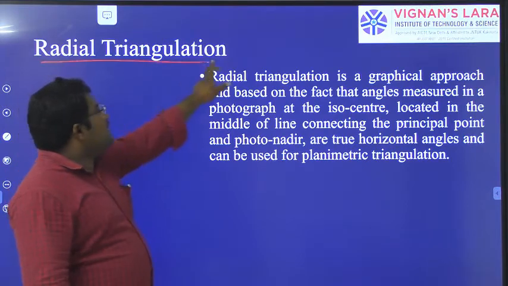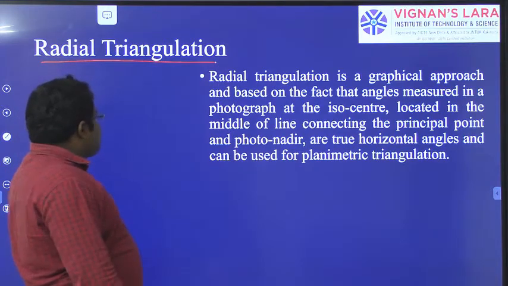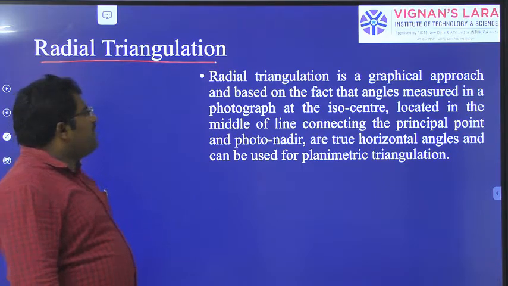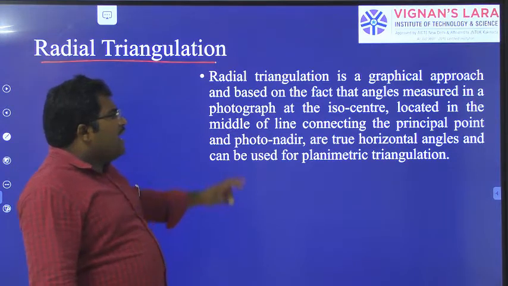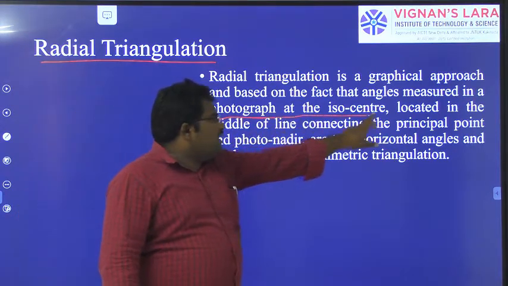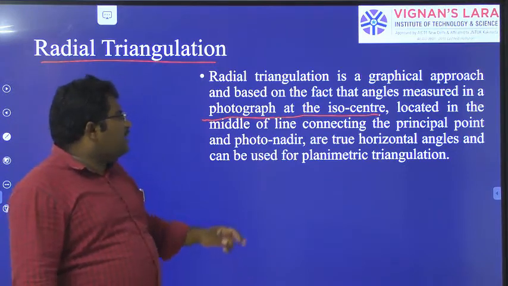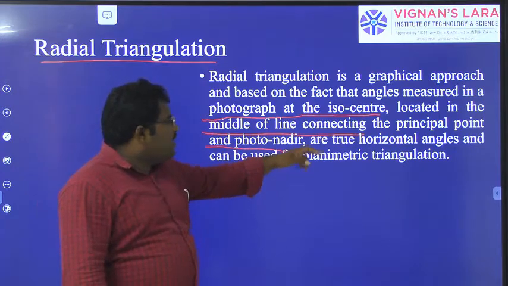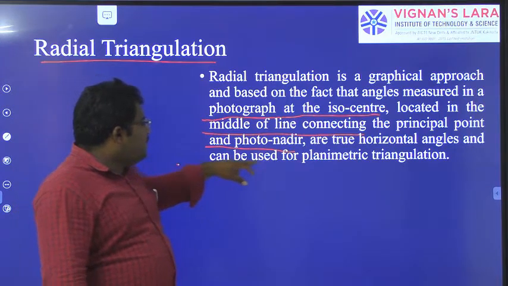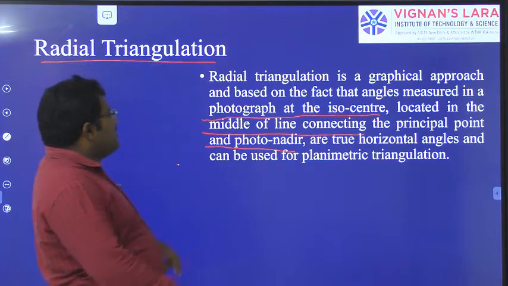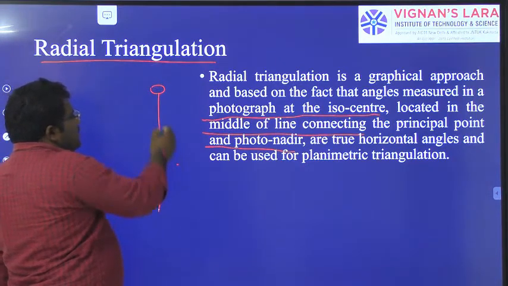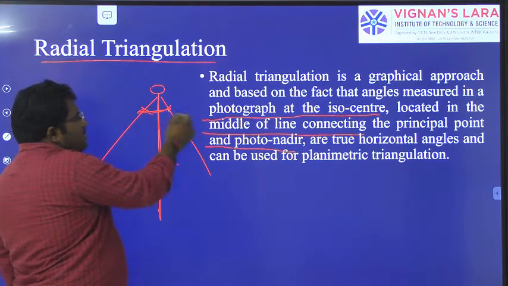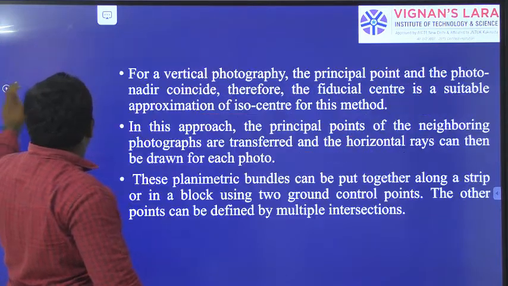Next, radial triangulation. The next thing after aerial triangulation, we have radial triangulation, right? Radial triangulation is a graphical approach based on the fact that angles measured in a photograph at the isocenter, located in the middle of the line connecting the principal point and the photo nadir, are true horizontal angles and can be used for planimetric triangulation, right? So if you take a photo from this isocenter, based on this nadir, what angles are there? These are plane angles. Based on that, we are going to use them in the triangulation, okay?